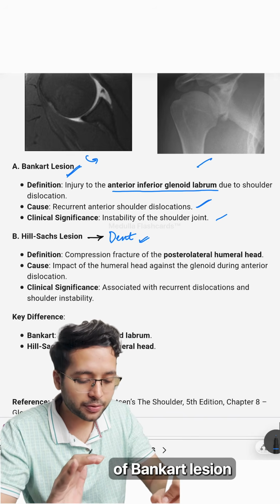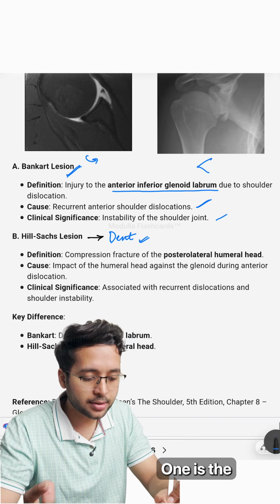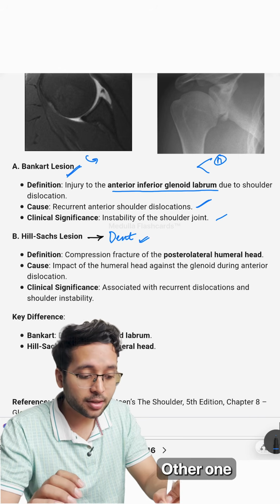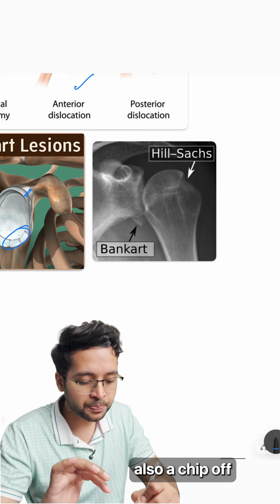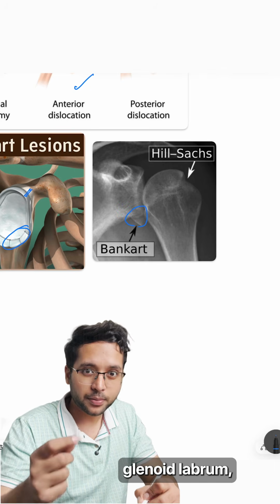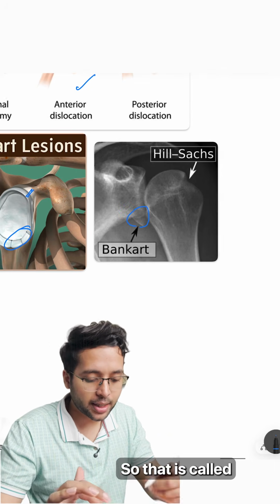Now there are two kinds of Bankart lesion you must have heard. One is the normal Bankart lesion, the other one is the bony Bankart. So in bony Bankart, along with the soft tissue, there is also a chip off of the bony part of the glenoid. So as you can see here, that is called the bony Bankart.